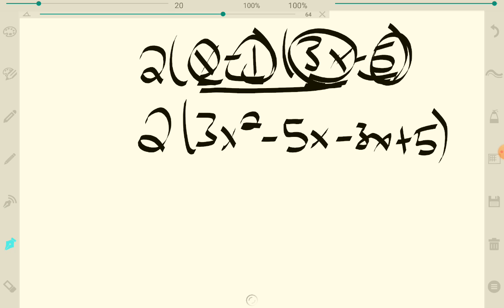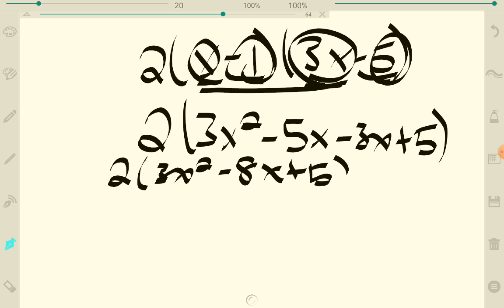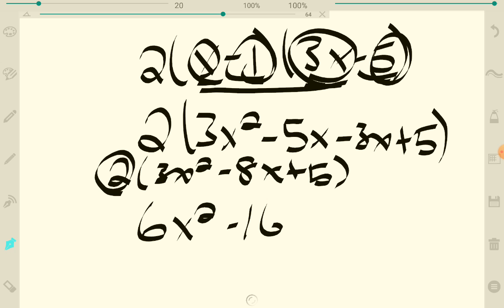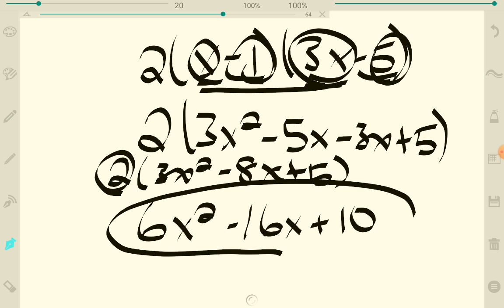We should get 2 times 3x squared minus 8x plus 5. And then we have to multiply by this 2 to get our final answer. So 6x squared minus 16x plus 10. And this right here would be what we've been working from since the beginning, but we are solving for it right now.